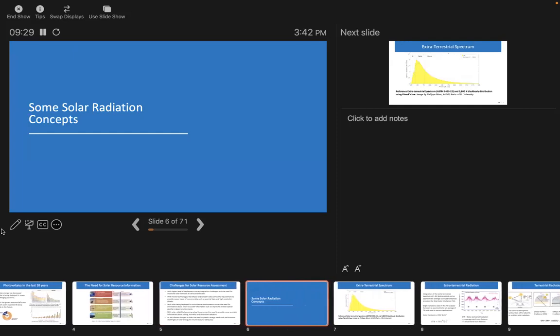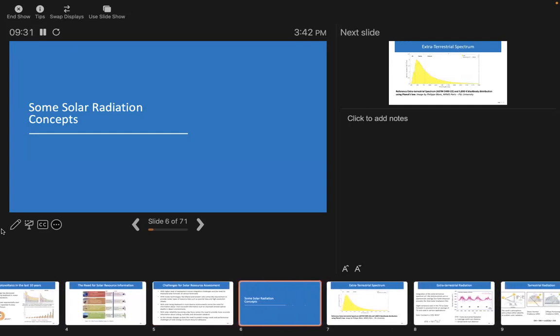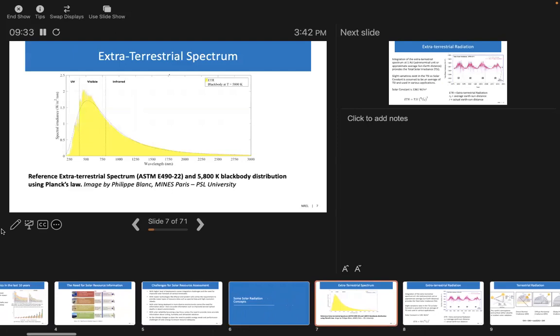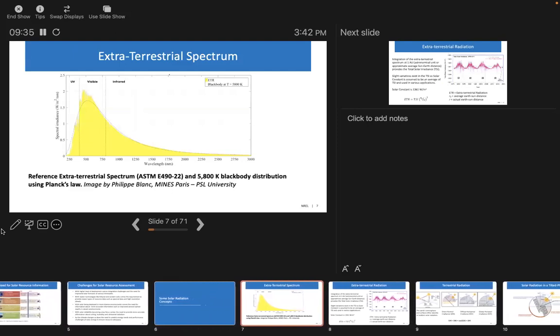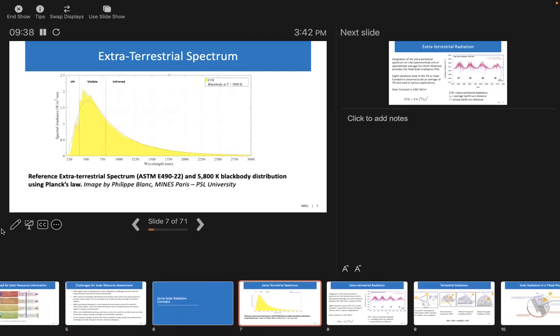So let me quickly jump into some very basic solar radiation concepts and go pretty quickly. You probably know what the extraterrestrial spectrum is. This is the spectrum of the sun above our Earth's atmosphere. As you can see, the smooth curve is the black body at 5,800 kelvins. That's your black body, a smooth function. And then there is the actual extraterrestrial spectrum, which is part of a standard.